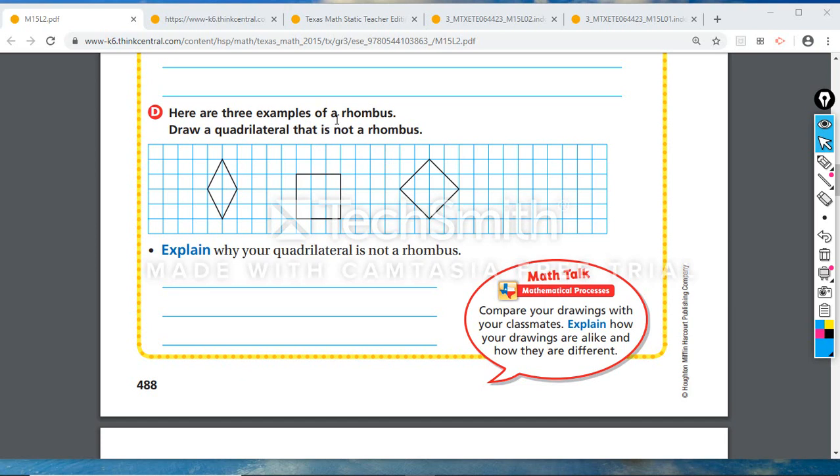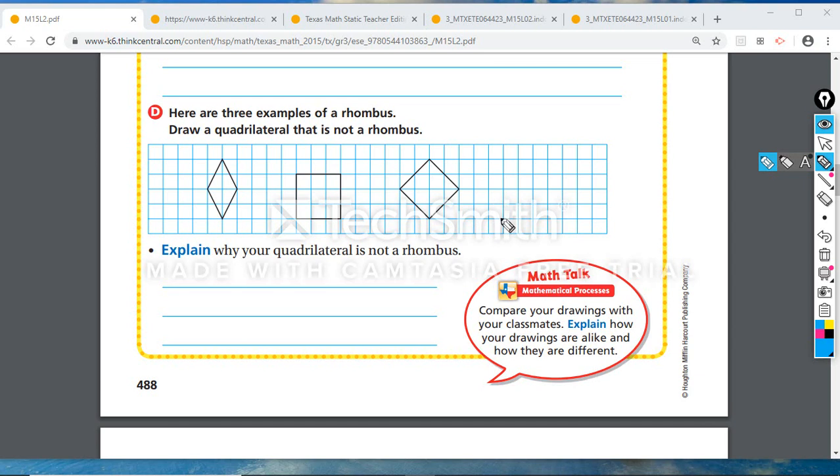Okay, here are three examples of a rhombus. Draw a quadrilateral that is not a rhombus. So if we take a look at this rhombus, what do we see? We see four sides of equal length. So what would our quadrilateral look like? Okay, remember it must have four sides and four angles. It will not have four sides of equal length.